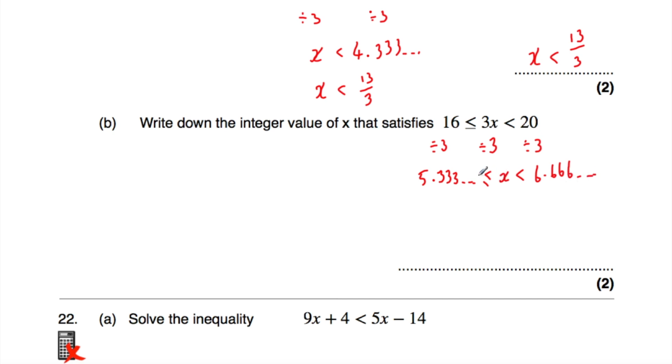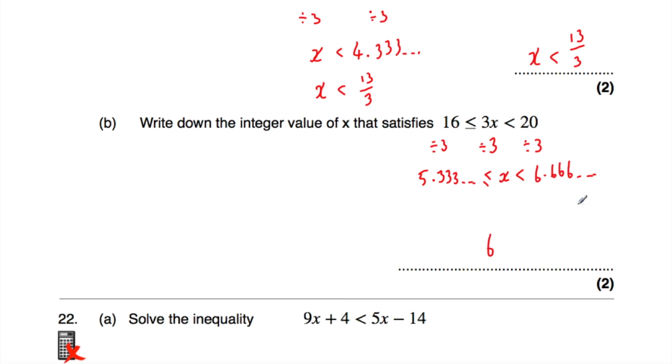So you get x is bigger than or equal to 5.3333 and so on, but less than 6.6666 and so on. So in terms of integers, it's going to be bigger than or equal to 5 1/3, so it's going to be 6, and there's only one value because that's less than 6.666 and so on. So 6, and that's it.